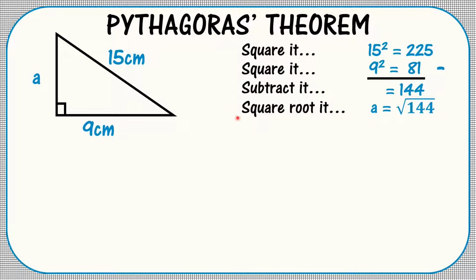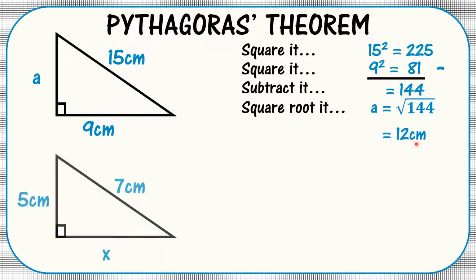The final step to work out the value of a is to square root. So we'll do the square root of 144. The square root of 144 you should know is 12. And remember to include the units. So a is equal to 12 centimeters.